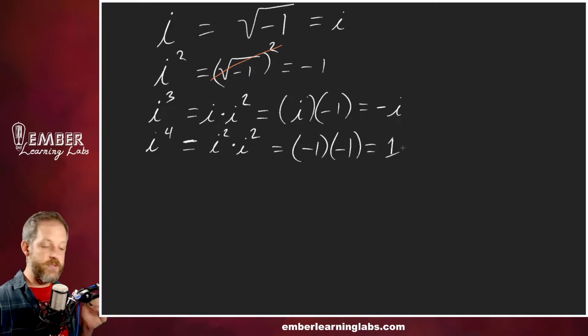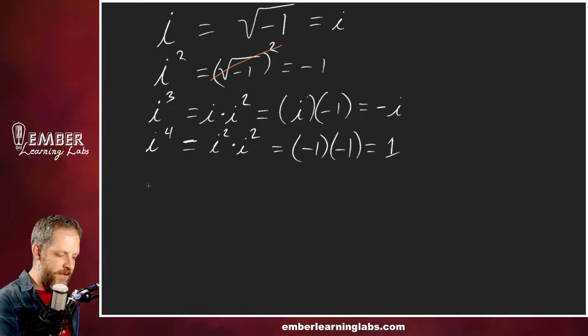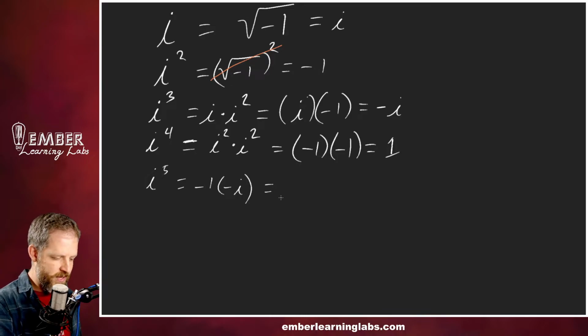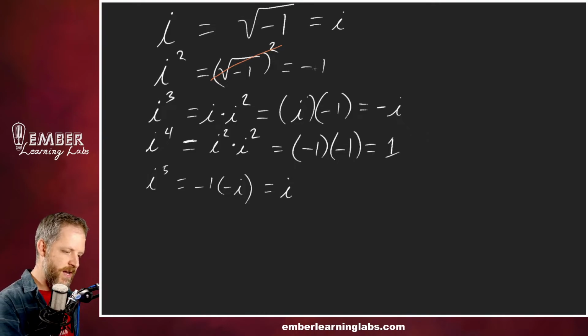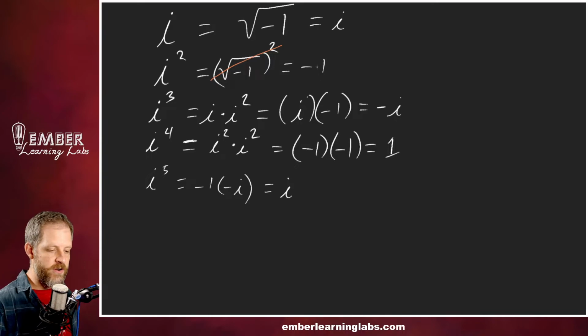Now I'm going to go one step further just to make sure. i to the fifth would be i squared times i cubed. i squared is -1. i cubed is negative i. So negative 1 times negative i equals i. i to the 6 would be i cubed times i cubed. So negative i times negative i, which would be the same as positive i squared, which would be negative 1. And that's how this pattern goes. We have 4 parts to this pattern.